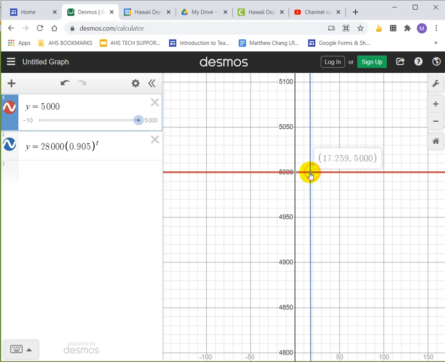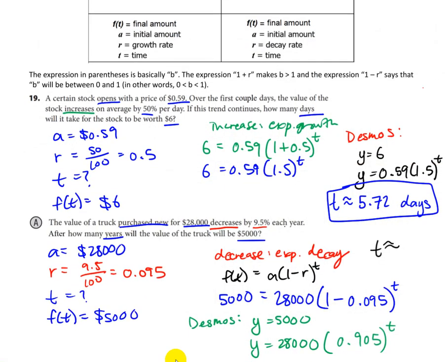So what it looks like here, if I click on the intersection point, that's going to be about 17.259. So that means after 17.259 years or so, the value of the truck is going to depreciate to about $5,000. So that's basically what that's going to be. So about 17.26 years if I round to the nearest hundredth. And there we go.